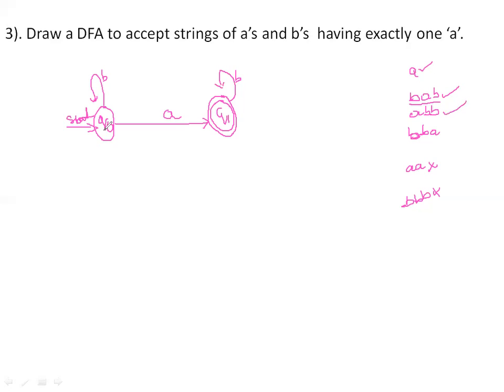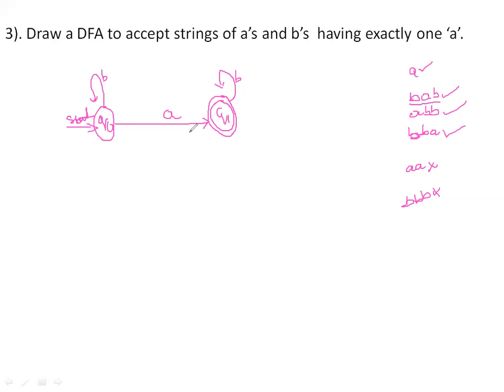Observe it carefully. Q0 on receiving A will go to Q1. Later we have double B, the first B and second B, it will remain in Q1 itself. Then what about this one? Observe it carefully. Double B, you'll be in Q0 itself. When you receive A, you go to Q1. Finally it will be accepted.